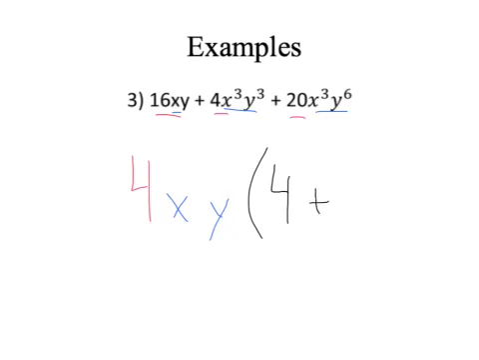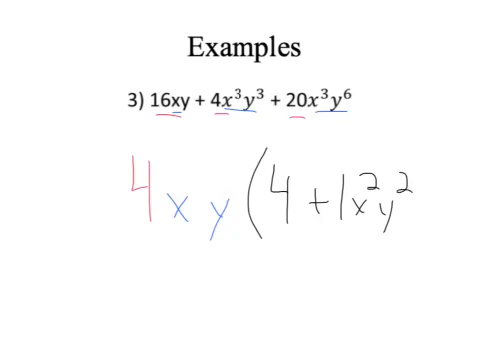I would do 4 divided by 4, which is 1. I have 3 x's. I take one of them out. That means I have 2 left. And y's. I have 3 y's. I take one of the y's out. That means I only have 2 left.